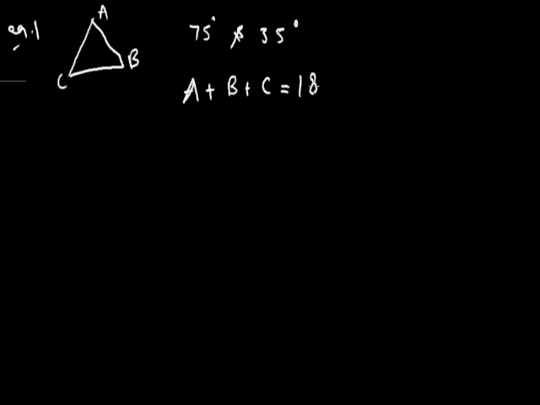It is given that, let us suppose there is a triangle ABC. Two of its angles measure 75 degrees and 35 degrees. So we have to find out the third angle. We can write by the angle sum property that angle A plus angle B plus angle C is equal to 180 degrees. Let us suppose the measure of angle A is 75 degrees and the measure of angle B is 35 degrees.